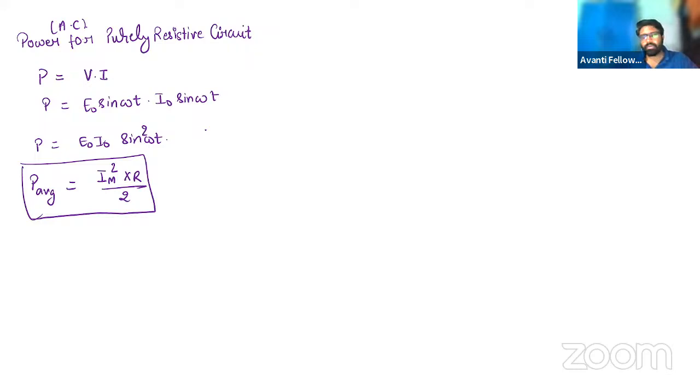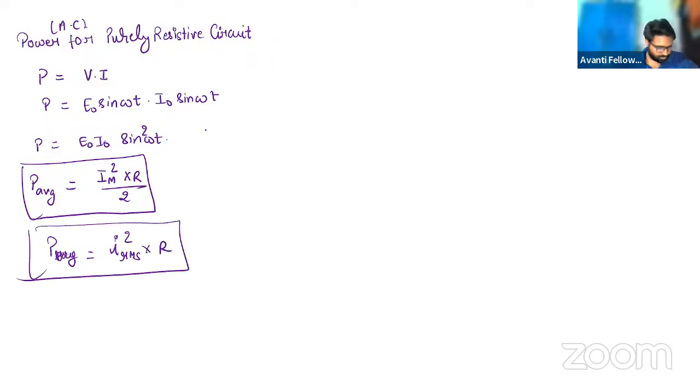यहाँ पे आप I बार और I rms को रिलेट भी कर सकते हैं। तो अगर आप पावर का फॉर्मूला I rms की वैल्यू में चाहते हैं तो P average will become I rms square into R। ठीक है, क्लियर है?